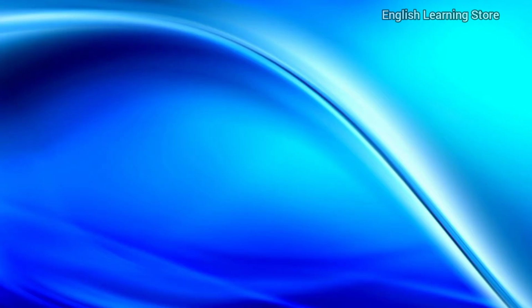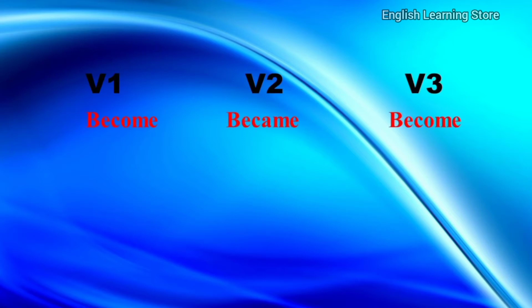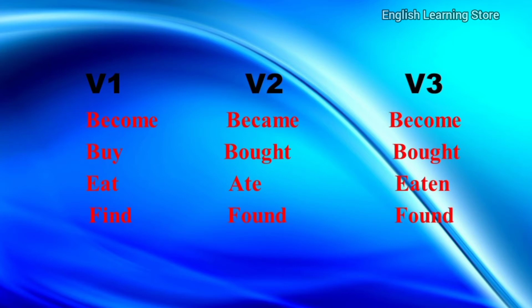I'll give you some more examples of V1, V2, and V3. Become, became, become. Buy, bought, bought. Eat, ate, eaten. Find, found, found. Forget, forgot, forgotten. So, in these words, you can use only the V3 after have, has, and had.